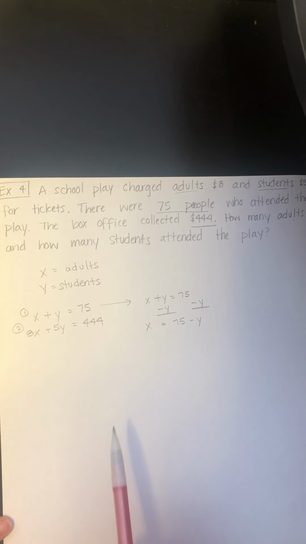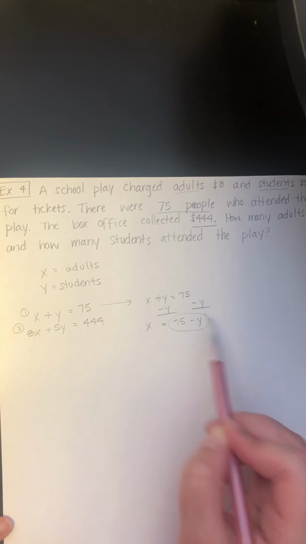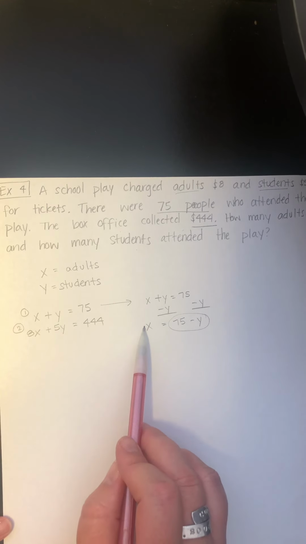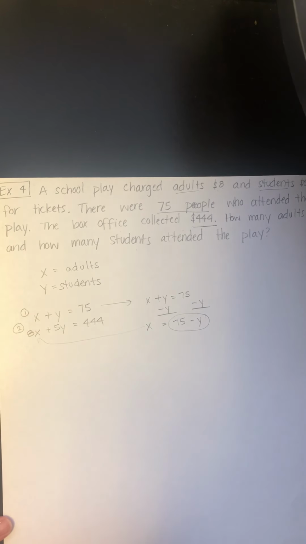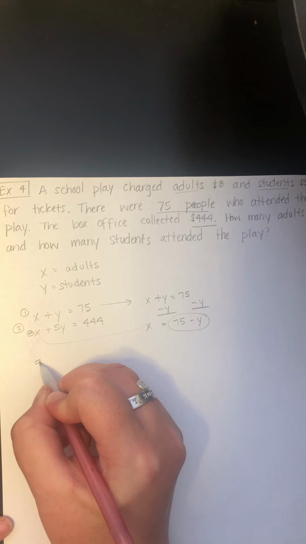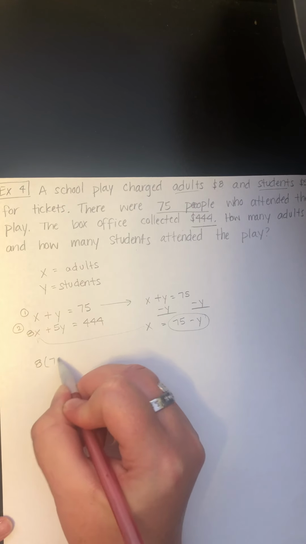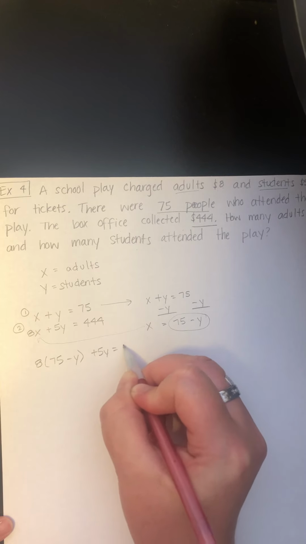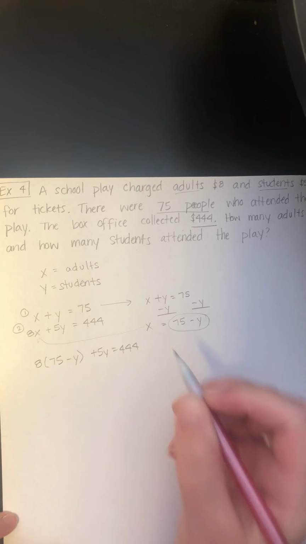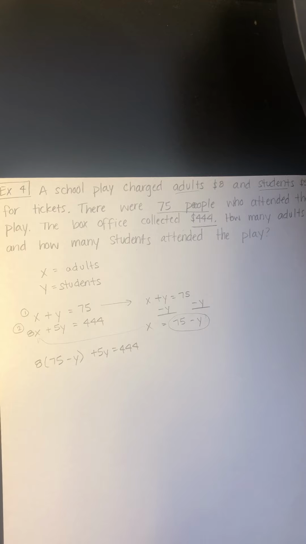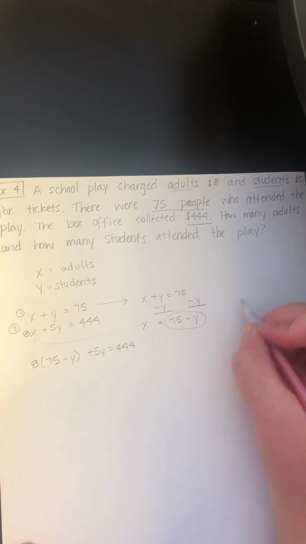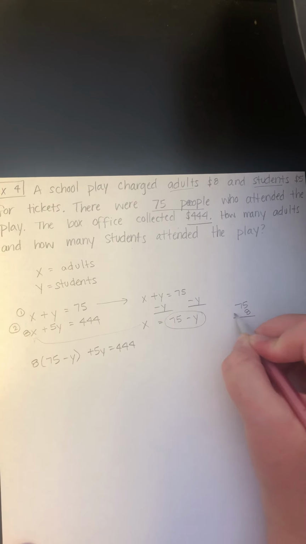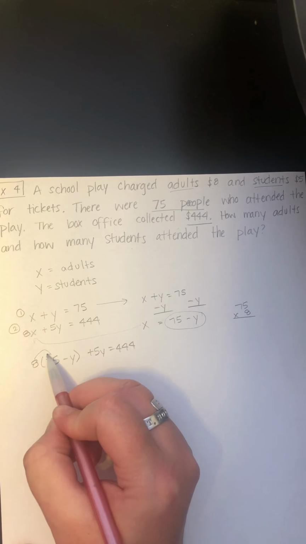I rewrote my first equation, so now I can substitute 75 minus y into my second equation for x. So I'm going to rewrite the second equation and replace x with 75 minus y, so 8 times (75 minus y) plus 5y equals 444. Now we've got some big numbers. You can use your calculator or you can do 75 times 8. Okay? We're using the distributive property.